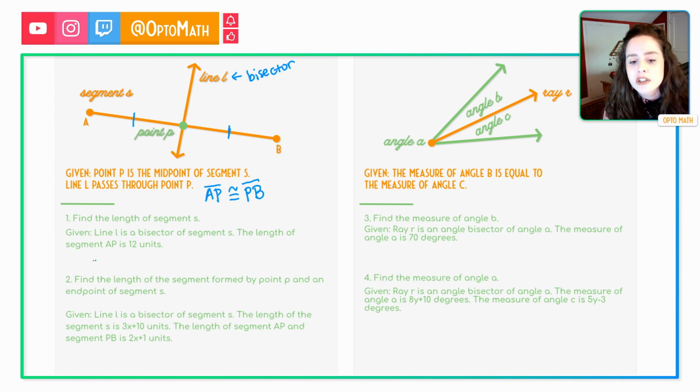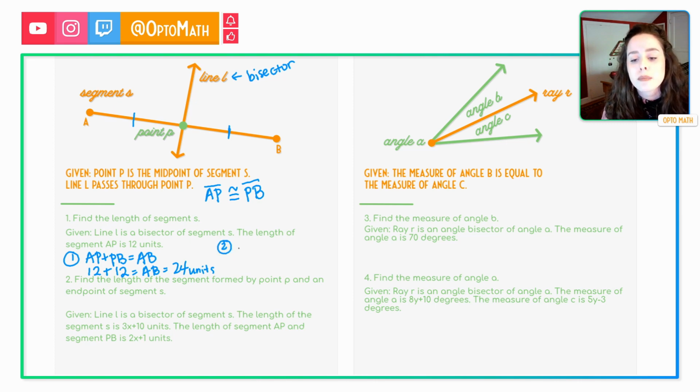So there's two ways we can solve for this. Let's do one way where we're talking about AP and PB. So one way is to say that AP plus PB equals AB. And this is just a general segment addition approach. That would tell us that AP is 12, and since PB is congruent to AP, that's also 12. So that would equal AB being 24 units. So that's one way, and that's a segment addition approach.